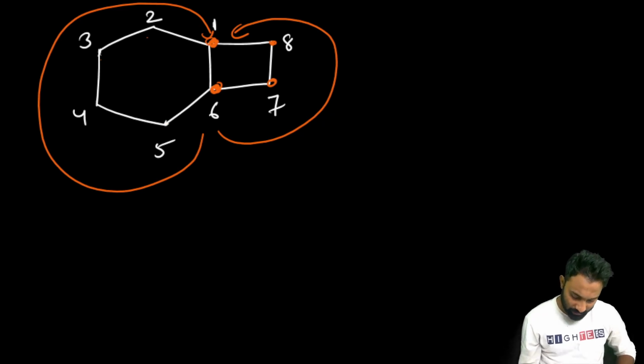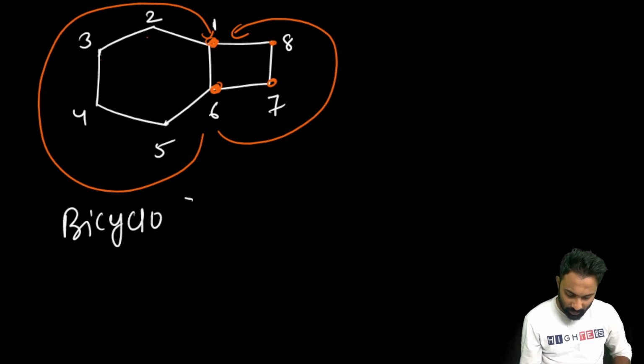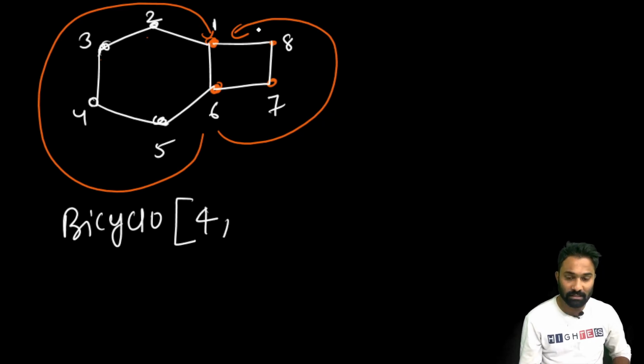Now, write the name. Naming will be bicyclo in the square bracket. Now, the longest carbon path will be the high priority, right? Here, in the longest carbon path, how many carbons are we having? 4 carbons, so 4. Now, next followed by the moderate one.